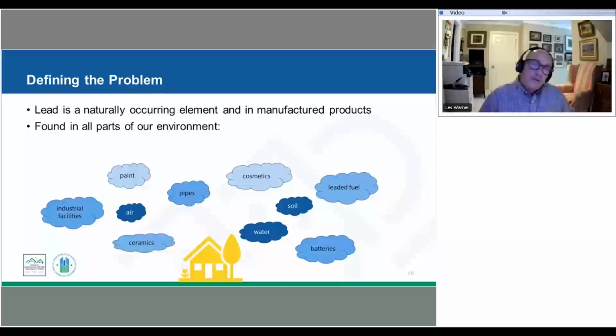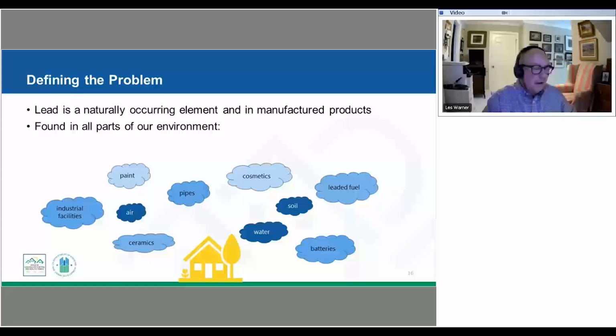And so it is something that occurs in the environment, but we also have lead in our environment because of manufactured products. And so, ways that we have lead introduced into our environment, we're going to be focusing on paint, but also keep in mind ceramics, air pollution perhaps, pipes, and then some cosmetic and sometimes cultural items that might include lead as part of that.